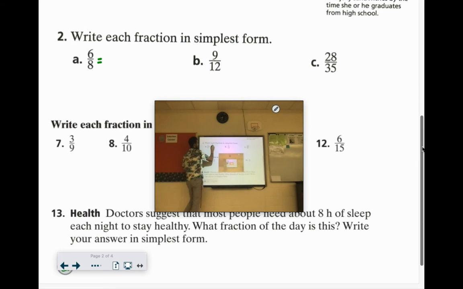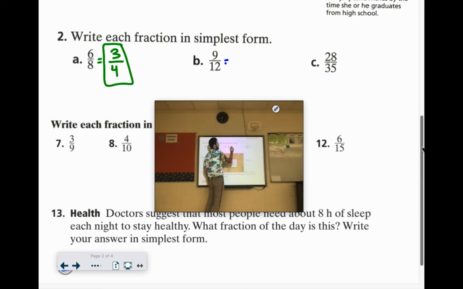6/8. They're both divisible by 2. So 6 divided by 2 is 3. 8 divided by 2 is 4. 3 and 4, no common factors except for 1. 9 and 12 are both multiples of 3. So 9 divided by 3 is 3. 12 divided by 3 is 4. 3 and 4, no common factors except for 1.